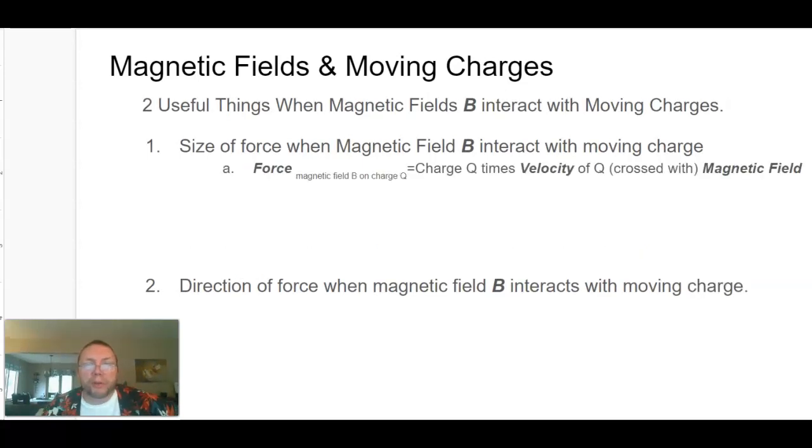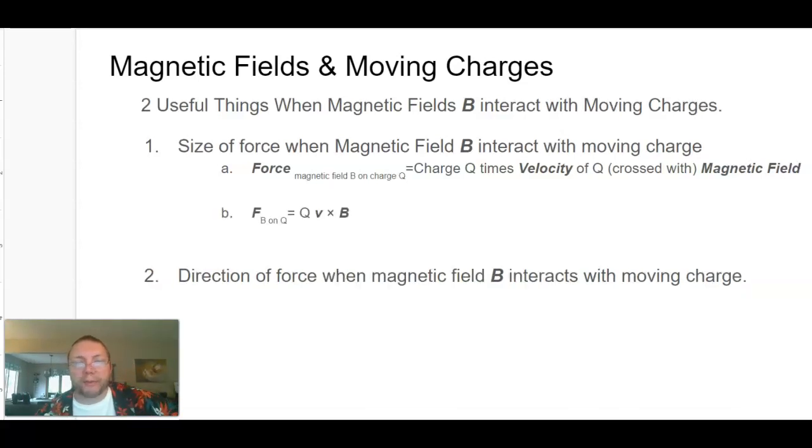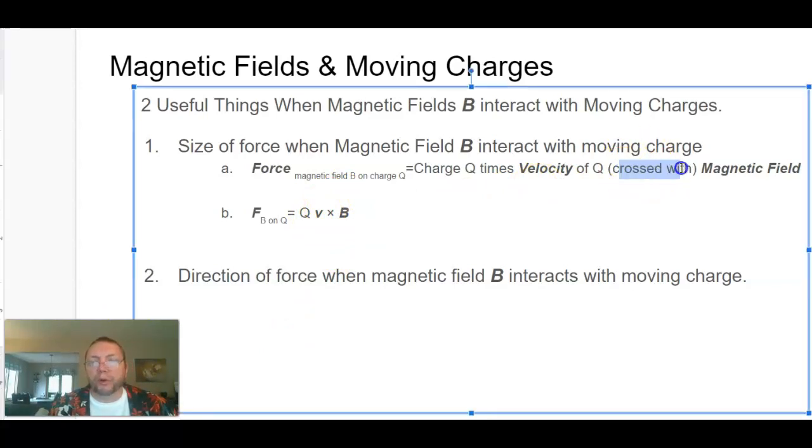So here, the size of the force when a magnetic field interacts with a moving charge depends on the amount of charge, how fast the charge is moving, and the strength of the magnetic field. So the force is the charge times the velocity times the magnetic field. Now, when I say times the magnetic field, really you see that there's this weird X there, and up here I said it's crossed with.